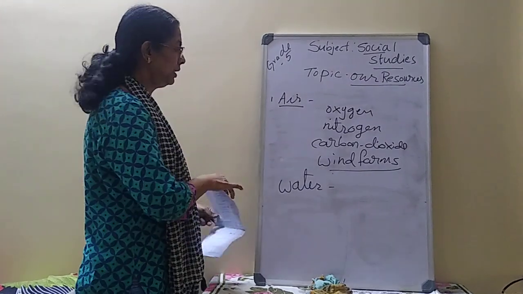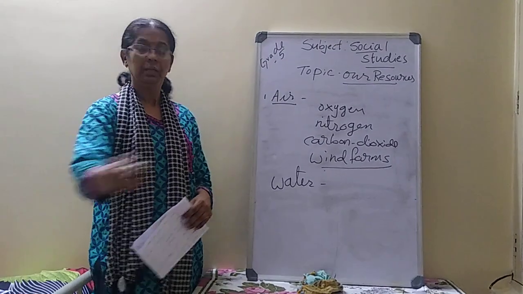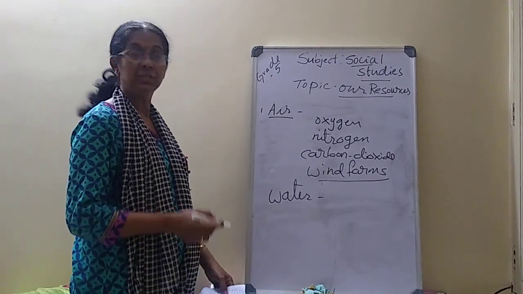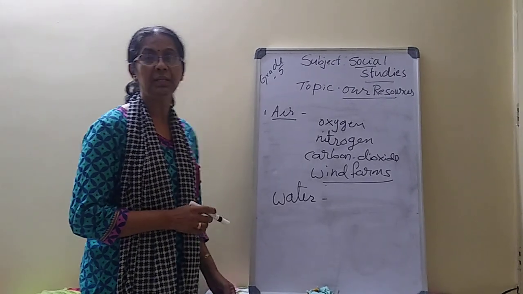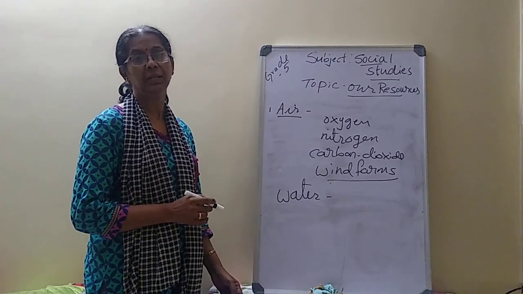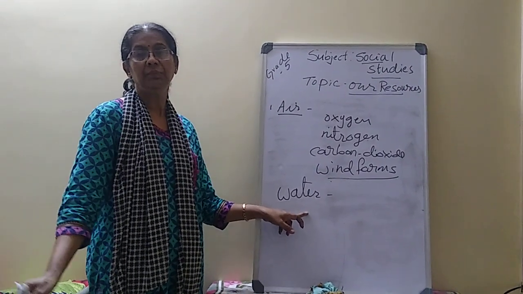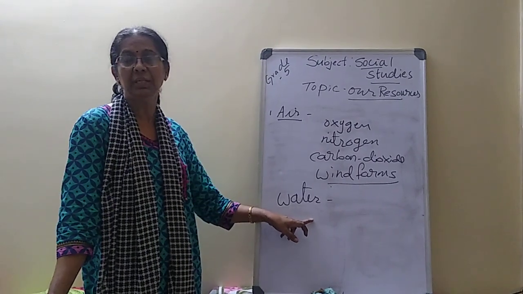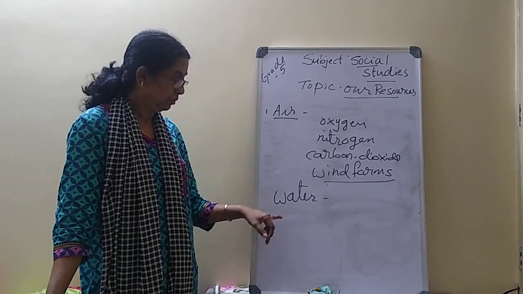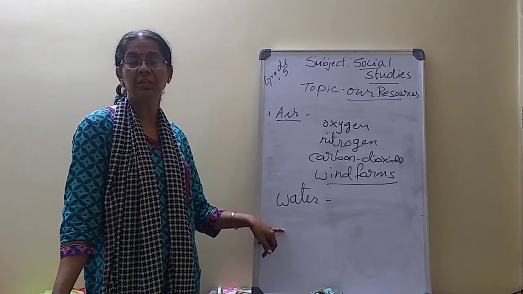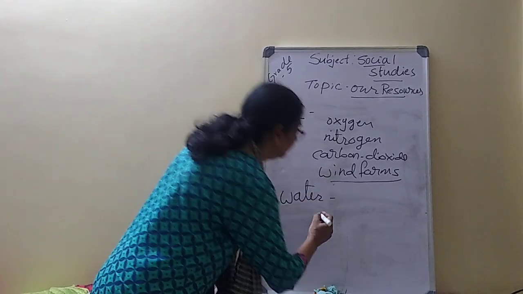Children, we all know there is no life without water. About 70% of earth is covered with water and only 30% of it is land. The water is also used for many purposes like drinking, cooking, bathing and for growing crops. Water is also used to generate electricity called hydropower.